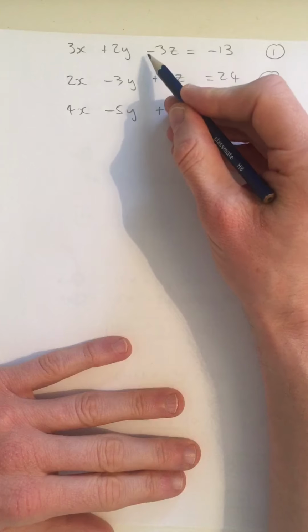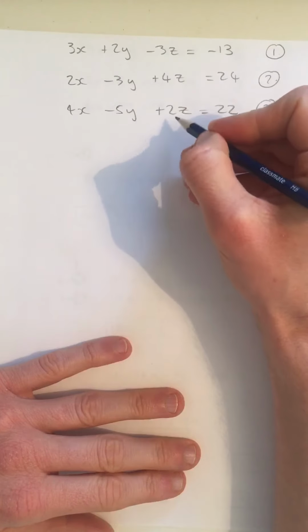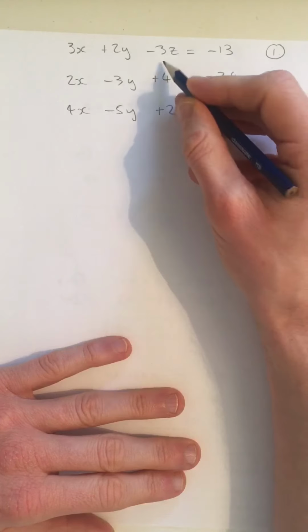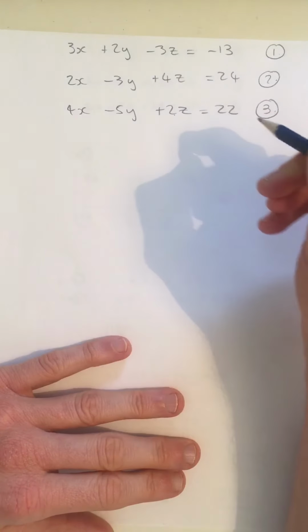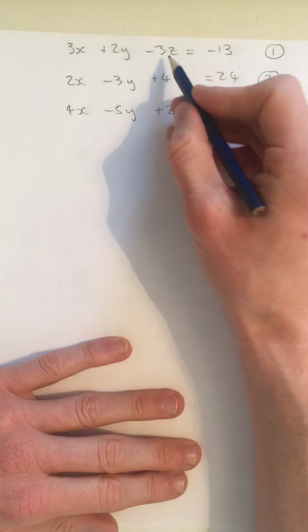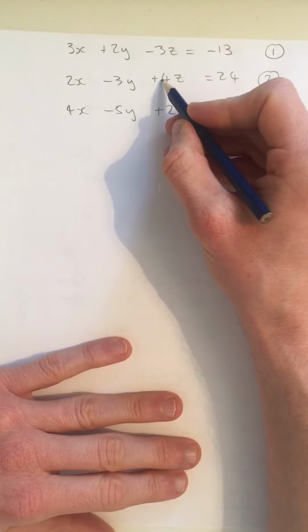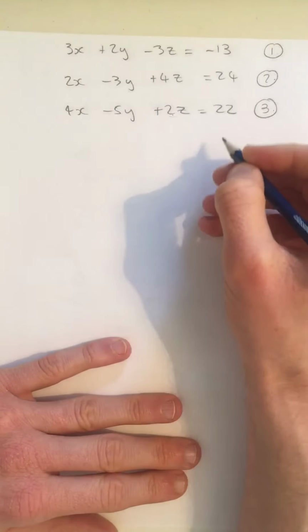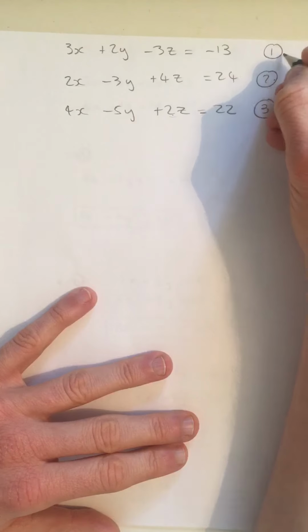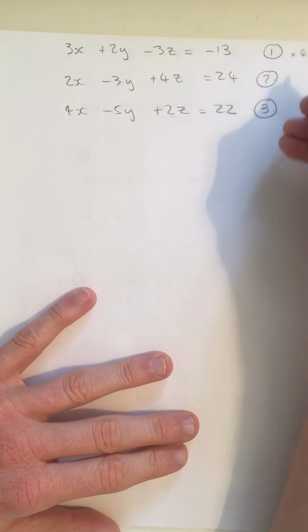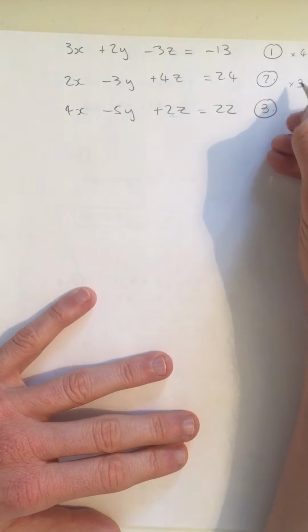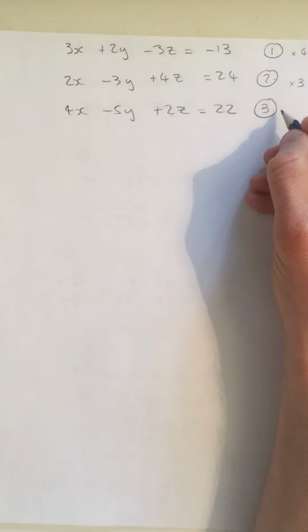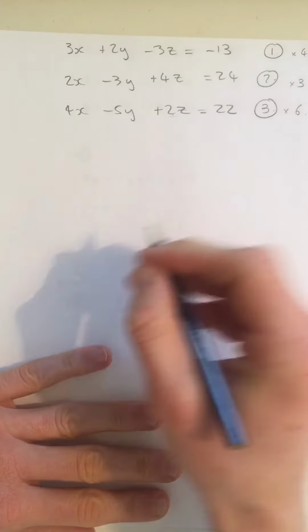So I've got minus 3, 4 and 2. I want to find the lowest common multiple of those, which is 12. I can make this become 12z, I can make that become 12z, and make that become 12z. So that's what I'm going to do. So I'm going to times the first equation through by 4, I'm going to times the second equation through by 3, and I'm going to times the third equation through by 6.